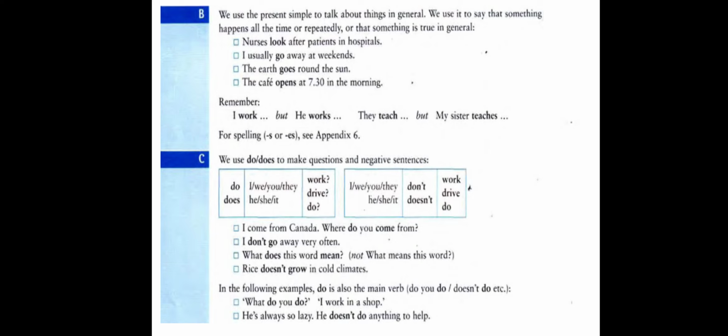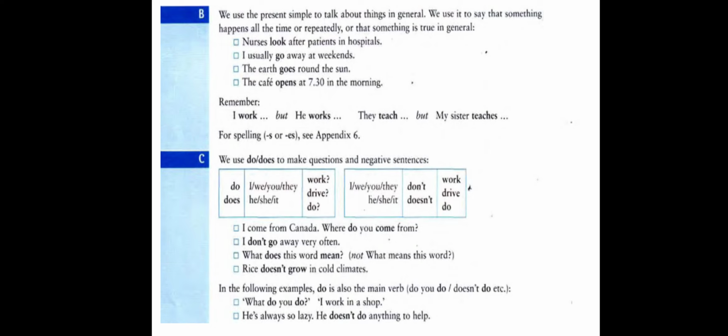The first do is the auxiliary verb, the helping verb, and work, drive, and do are the main verbs. And we put the question mark. Yes, I work. This is the answer. If it is yes, it is yes, I do, not yes, I work. Yes, I do. No, I don't.